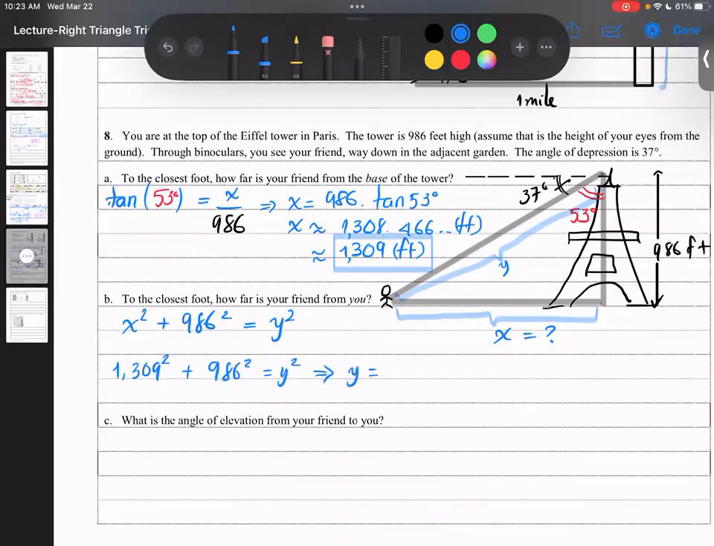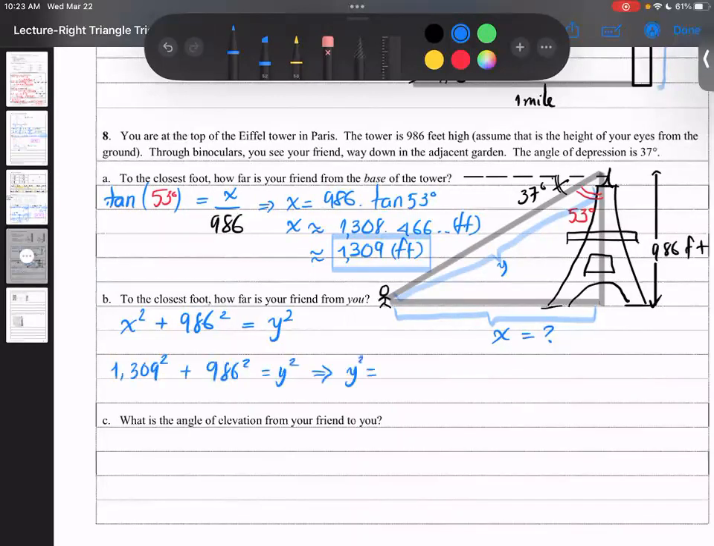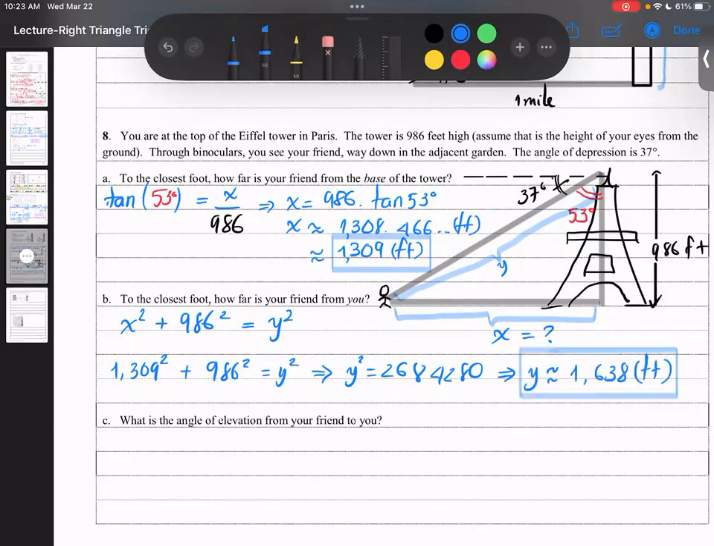Let me do the calculation for you. y squared is roughly 2.6 million feet squared. Well, that's squared, right? You want y, so take the square root. That gives you roughly 1,638 feet. Of course, you choose the positive root because it's the distance, so it has to be positive.